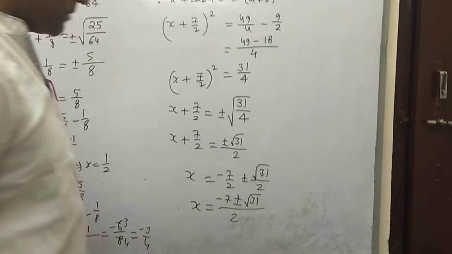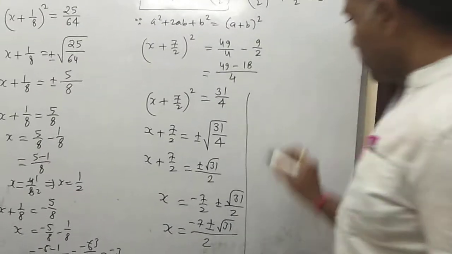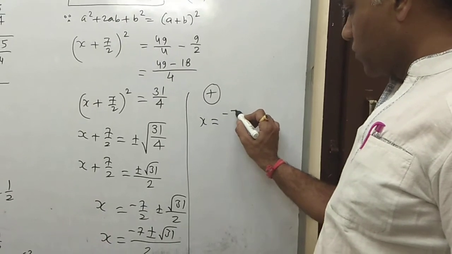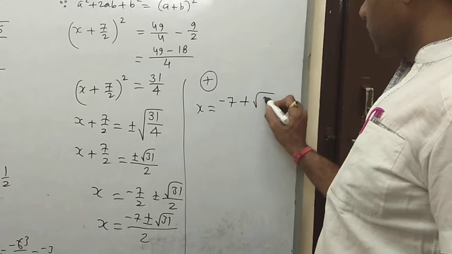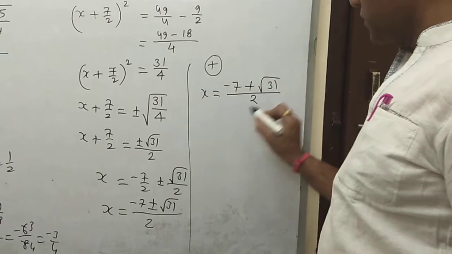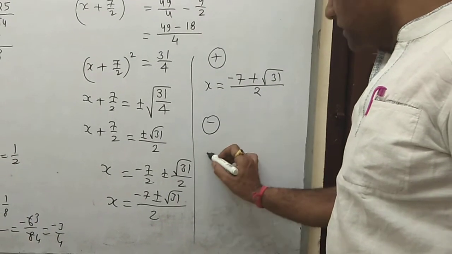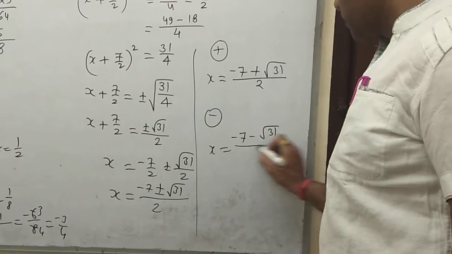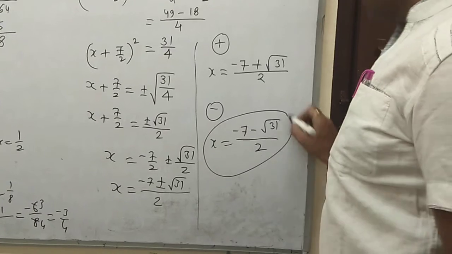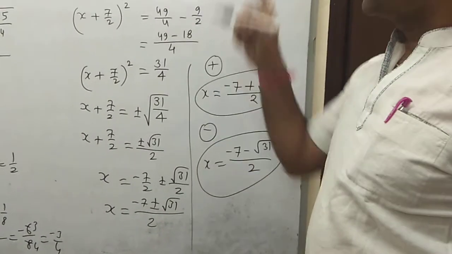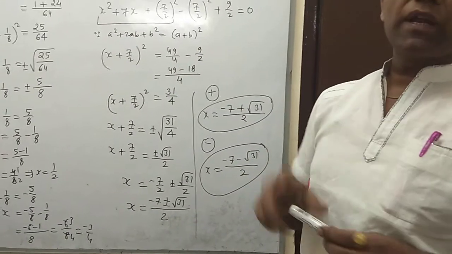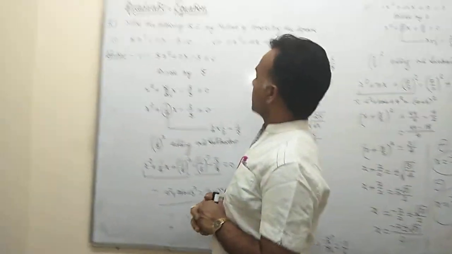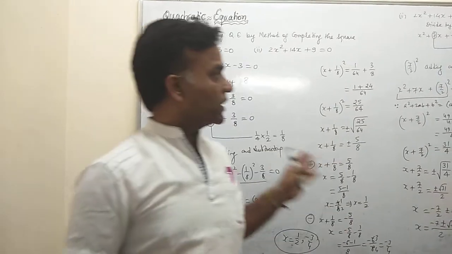But now you have plus and minus sign, so again you take the plus sign first. Then your roots are minus 7 plus under root 31 by 2, that is the first root, and now you take the minus sign, so your answer is minus 7 minus root 31 by 2. There are 2 answers because you have a quadratic equation and the degree of a quadratic equation is 2.